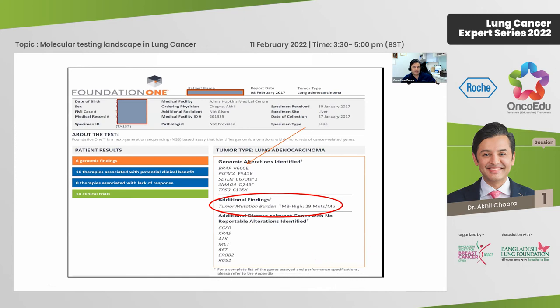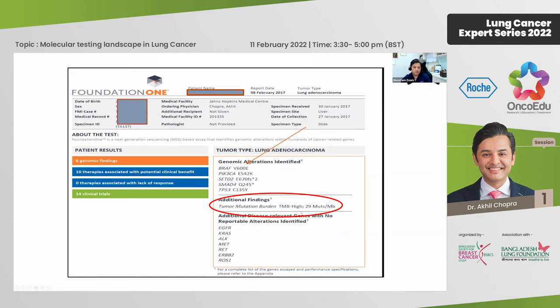So this result came around end of the month. So she had the radiation, one cycle of chemotherapy, and to my surprise, we didn't see EGFR, but we found a BRAF V600E mutation, which is not that common, about 1 to 4% of lung adenocarcinomas, about half in smokers, half in non-smokers. But what was probably the most interesting finding was a pretty high tumor mutational burden of 29.